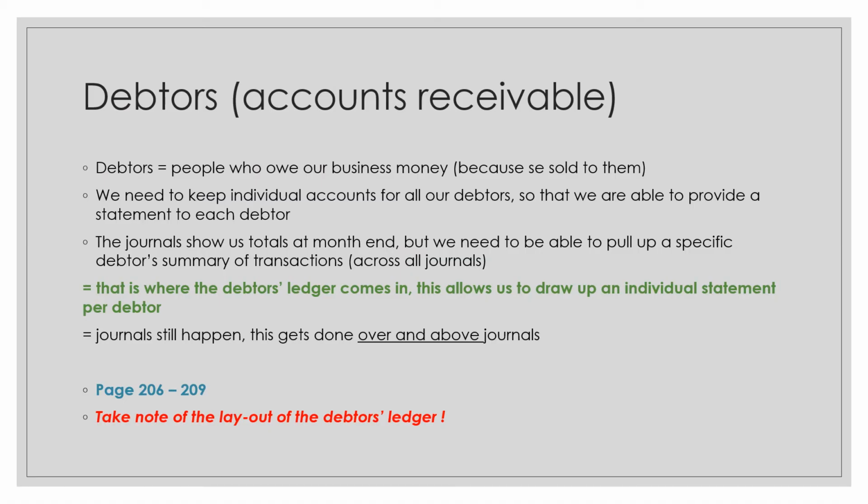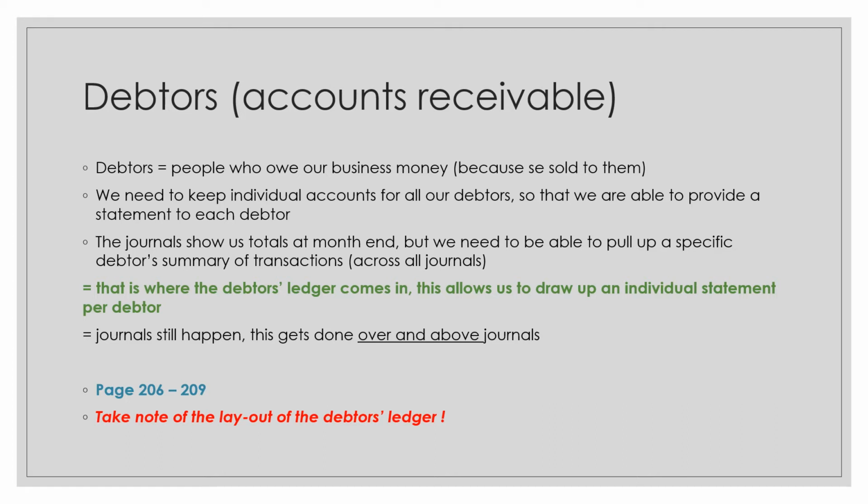Okay, so debtors, also referred to as accounts receivable, or in general just receivables. Okay, so a reminder of what a debtor is. A debtor is a person or people or a business that owes our business money. Typically in our module, it's because we sold goods to them. We had a sales transaction and we didn't receive the cash straight away. So they owe my business money. And remember, they are classified as an asset.